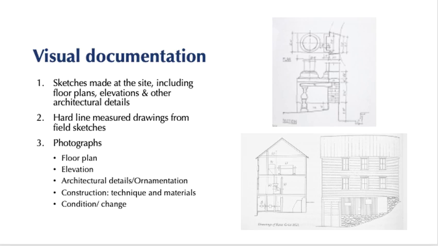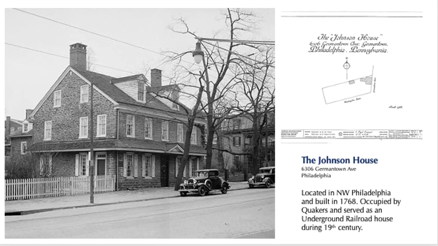In this visual documentation, which can also include photographs, there are several key elements that are usually present: a floor plan, back, side, and front elevations, architectural details including ornamentation, construction techniques and materials, and then building conditions, and in particular, changes to the building over time. So let's take a look at some examples of structural documentation.